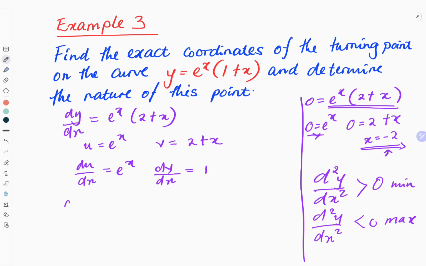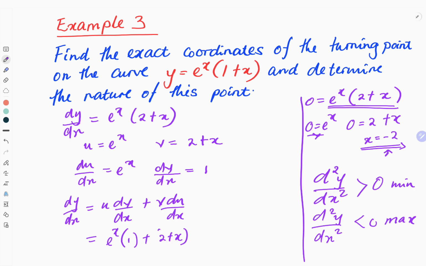Then remember, dy/dx with the product rule is equal to u dv/dx plus v du/dx. Always write down your formula. And that will be equal to your u, it's e to the power of x in a bracket, dv/dx times 1, plus v, and your v here is 2 plus x bracket times du/dx, that is e to the power of x. And you can simplify this further to be e to the power of x outside the bracket, then 1 plus 2 plus x. And that gives you e to the power of x bracket 3 plus x.